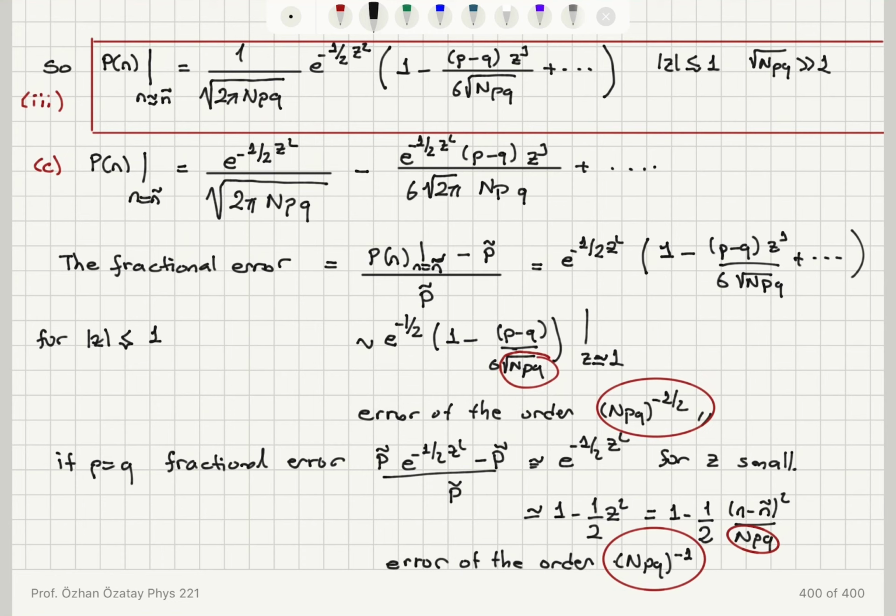And by substituting for z square, n minus n tilde squared over capital NPQ, we see that the error is now of the order 1 over capital NPQ.